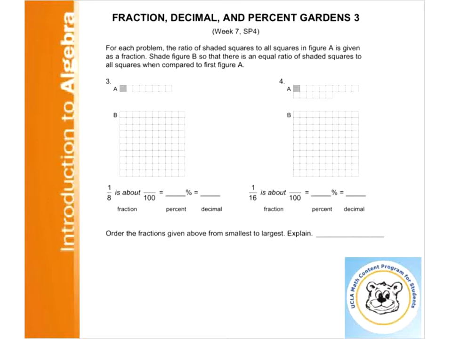Now on this page, look at number 3. What do you think will happen when students replicate 1/8 on the 100 square grid? You can type it in, or you can raise your hand, and I can have you talk if you'd like.